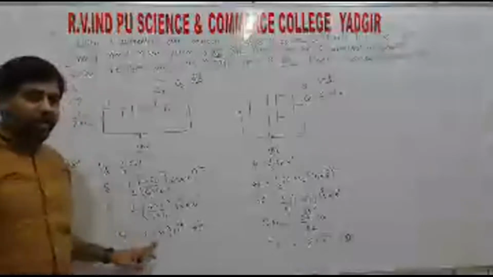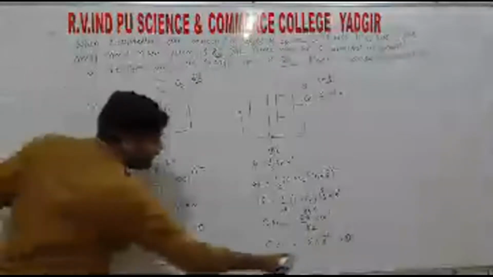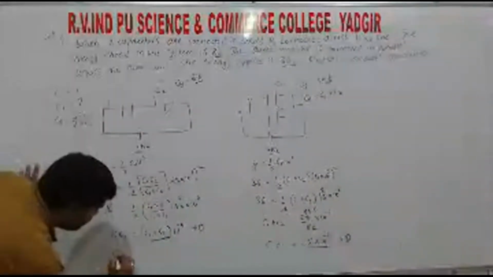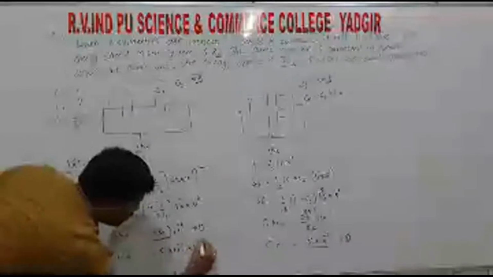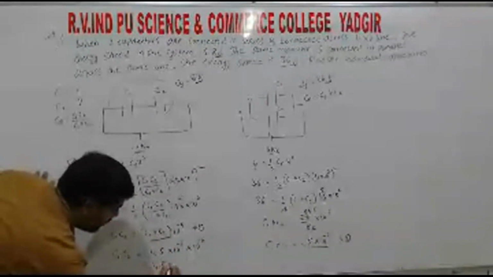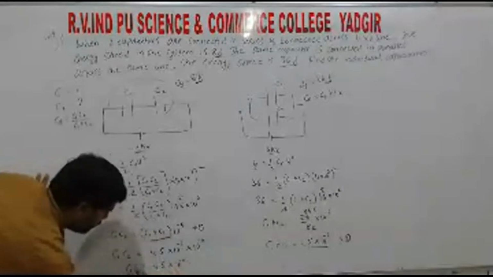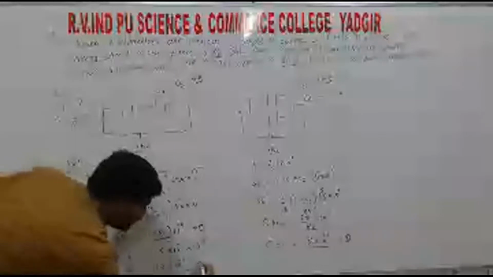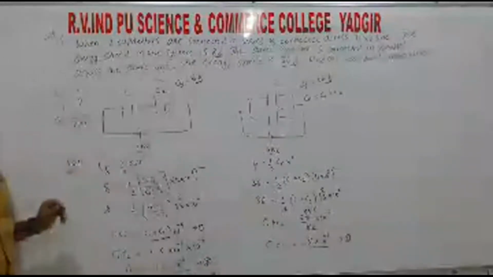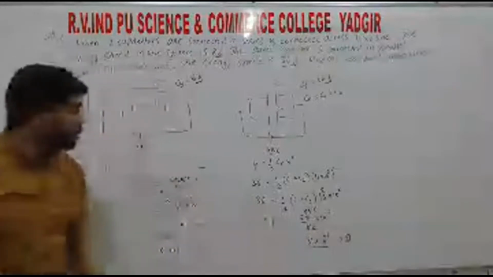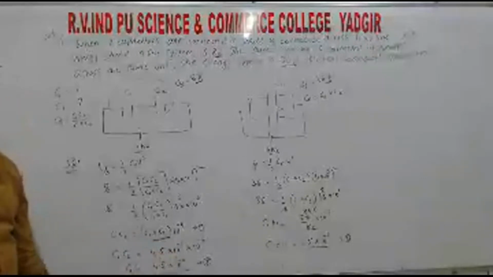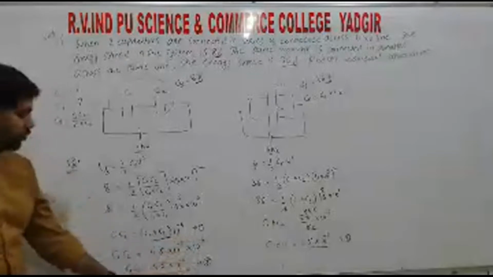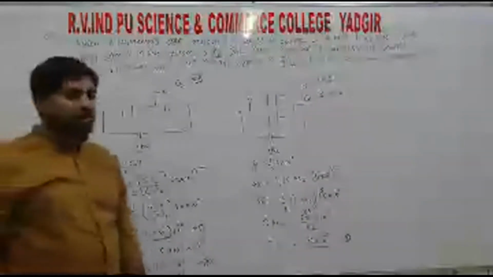So now substitute here. The value of C1 plus C2 is 4.5 into 10 to the power of minus 6, right? So C1 C2 is equal to 4.5 into 10 to the power of minus 6 into 10 to the power of minus 6. So this becomes 4.5 into 10 to the power of minus 12. C1 C2 is equal to, so this one, third equation, right? So substituting the second equation in the first equation, substituting the value of C1 plus C2, that is 4.5 into 10 to the power of minus 6, here into 10 to the power of minus 6. So we get 4.5 into 10 to the power of minus 12, right?